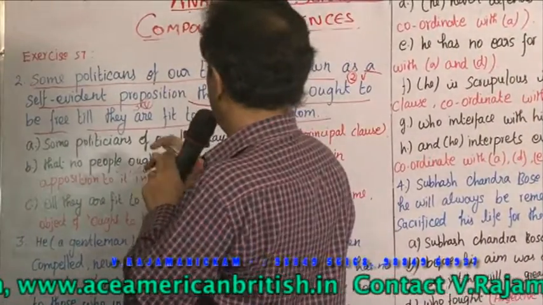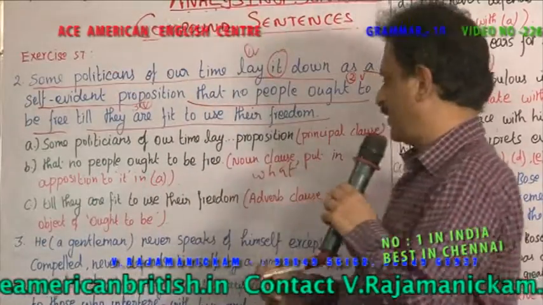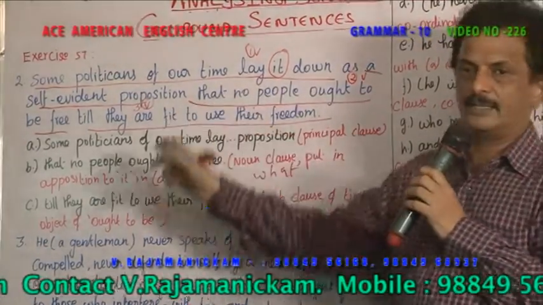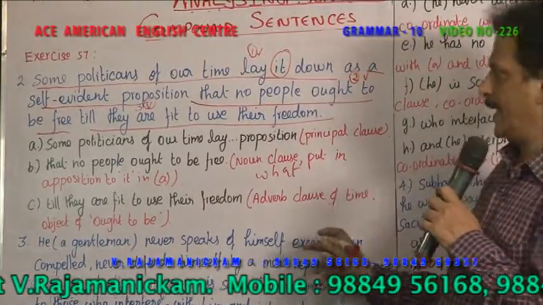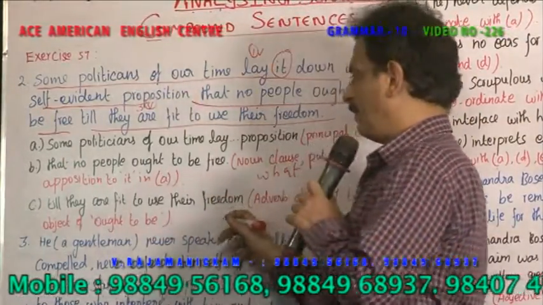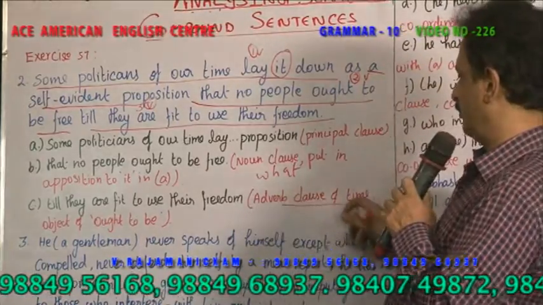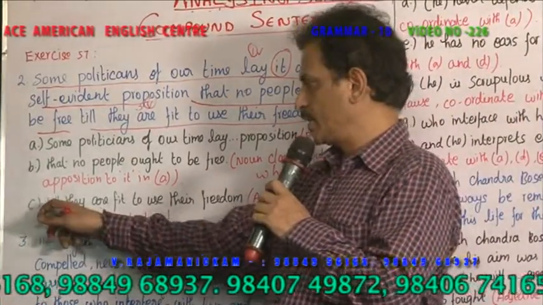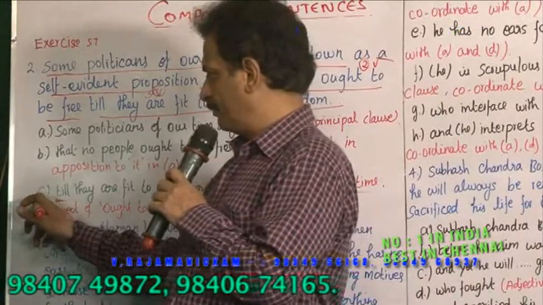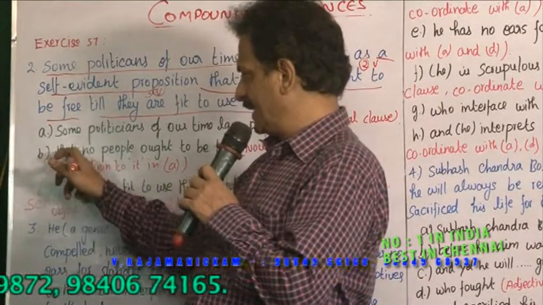Next. Till they are fit to use their freedom. So you ask a question. Ought to be free till when? And you get an answer. Till they are fit to use their freedom. Till they are fit to use their freedom becomes an adverb clause of time, because till, the subordinating conjunction of time, is there.